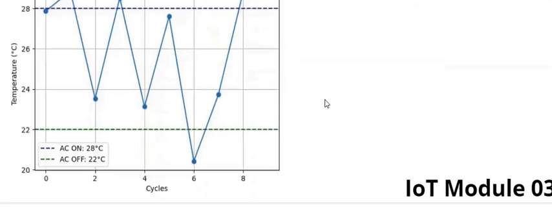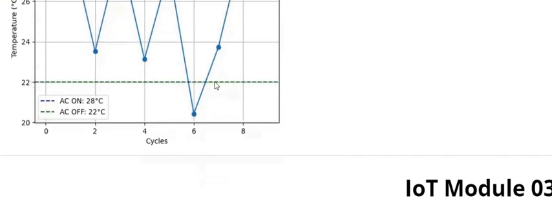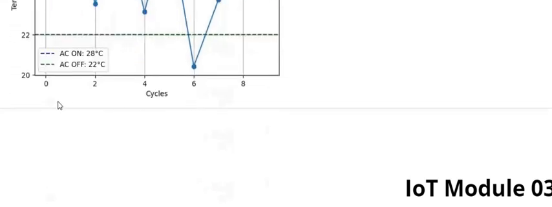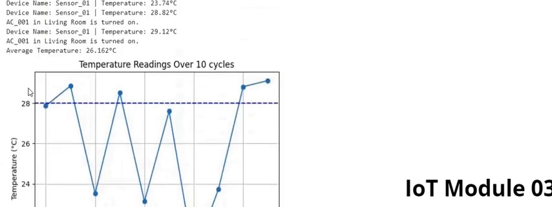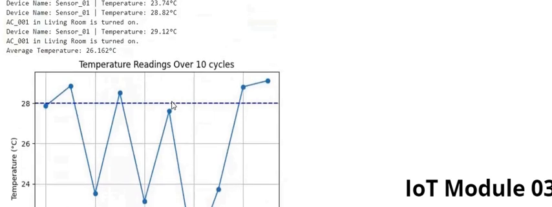Wow, you see that? This is our plot with the heading temperature readings over 10 cycles and with our threshold of 28 degrees so that you can see which temperatures are above the threshold where AC turns on, and the temperature below which the AC turns off. This is 22 degrees, so there was only one reading where the AC needed to be turned off. Temperature below 22 degrees Celsius. Remember, our range is from 20 to 35 degrees Celsius. Okay. Wow, this is interesting. So this is it.